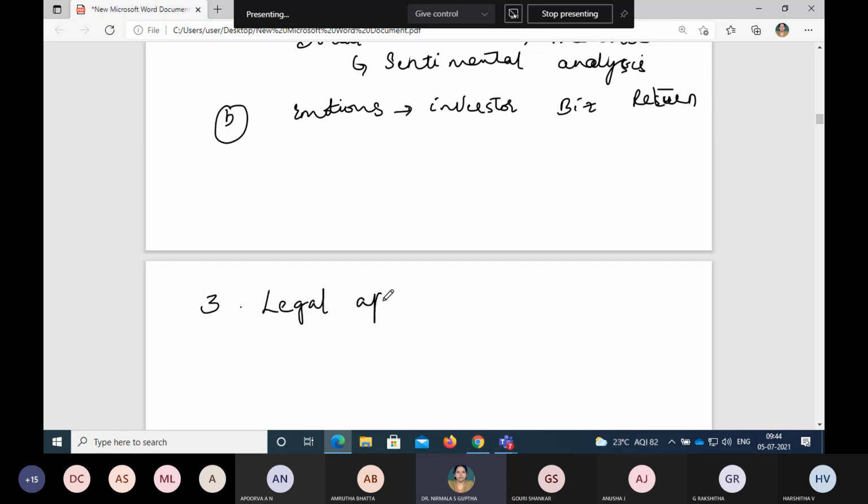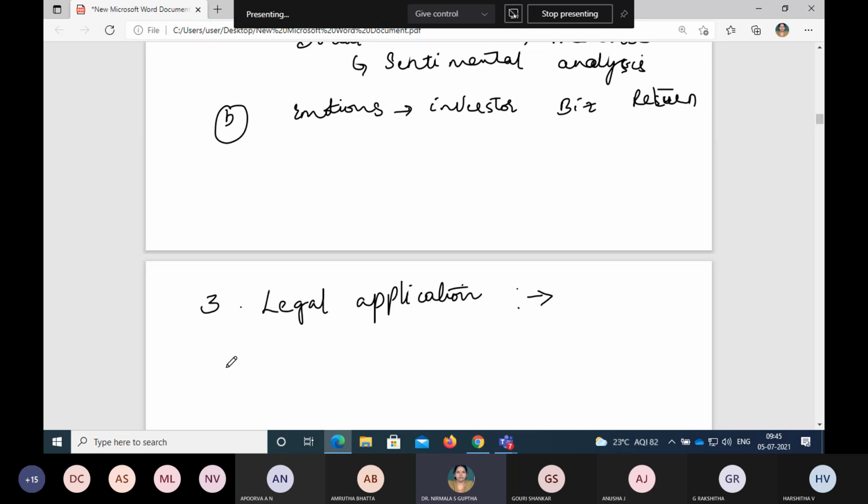Third applications are legal applications, wherein text mining plays a major role, because we know a lot of fraud and crime happen. In the legal applications, the lawyers, the advocates, or paralegals can very easily search case histories and laws for the relevant documents in a particular case, to improve the chances of winning that case. So there text mining plays a major role.